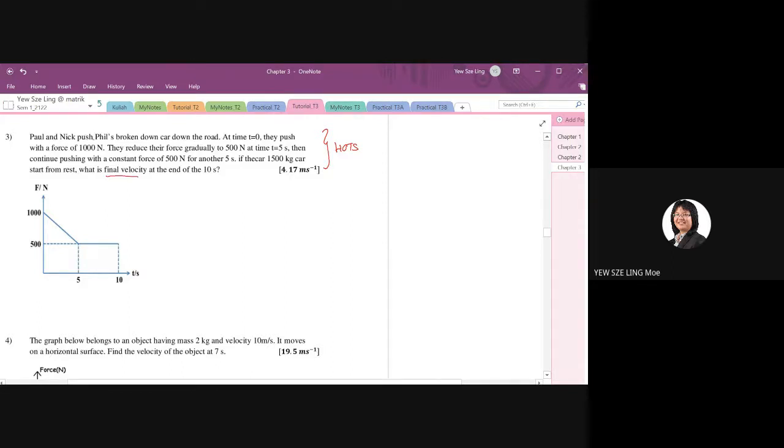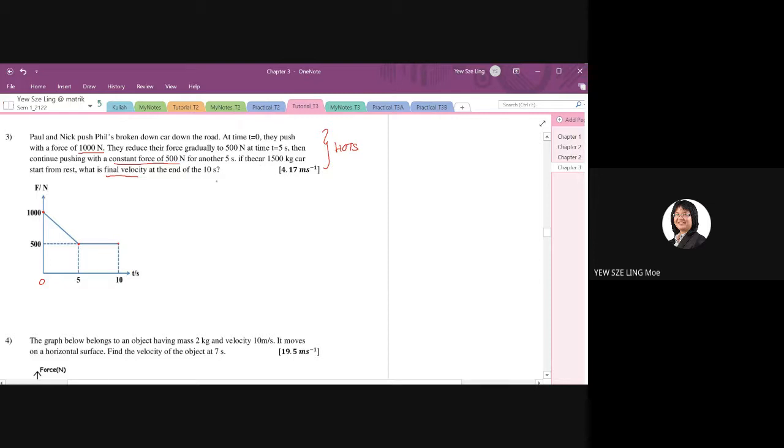Paul and Nick push a broken down car down the road. At time t equals 0, they push it with a force of 1000 Newton. So your graph begins from 1000 at time t equals 0. They reduce their force gradually to 500 Newton at time t equals 5. So they decrease the force gradually, and at t equals 5 seconds, the force is now 500 Newton. Then they continue pushing with a constant force for another 5 seconds. Therefore you have a horizontal line in the graph for another 5 seconds.